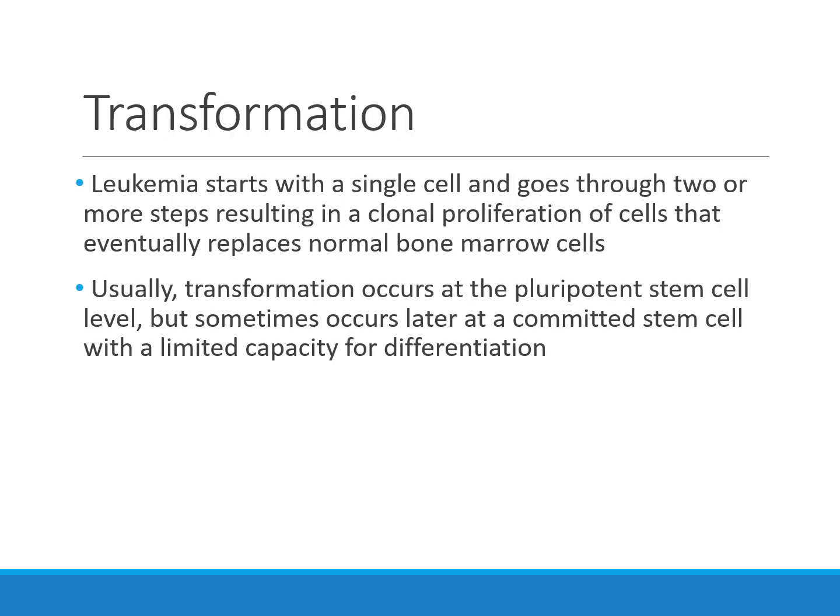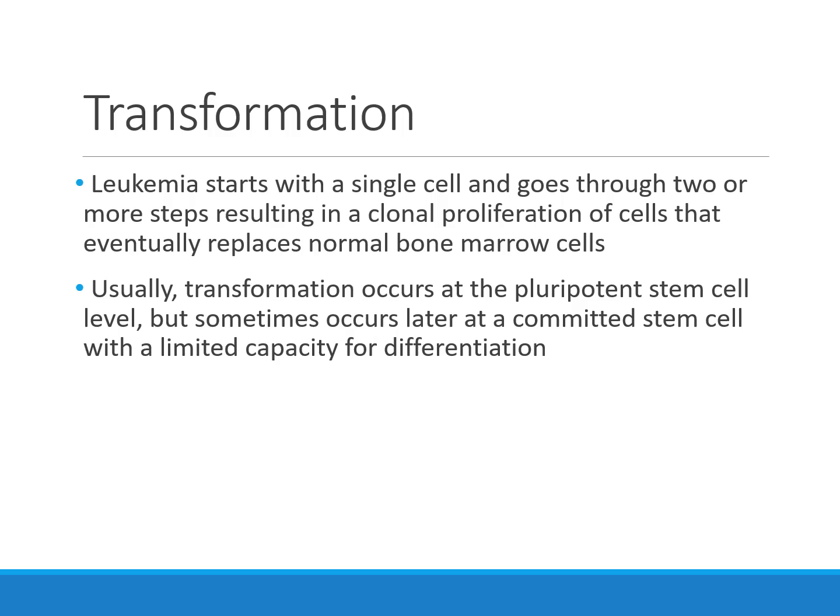So leukemias go through something called transformation. Leukemia usually starts with a single cell and goes through 2 or 3 more steps, maybe more, resulting in a clonal proliferation of cells that eventually replace normal bone marrow cells. So what we're looking at is a proliferation of one type of unhealthy cell, or rather one type of the same kind of cell, so that those ratios of normal to abnormal cell proliferation become irregular within the bone marrow.